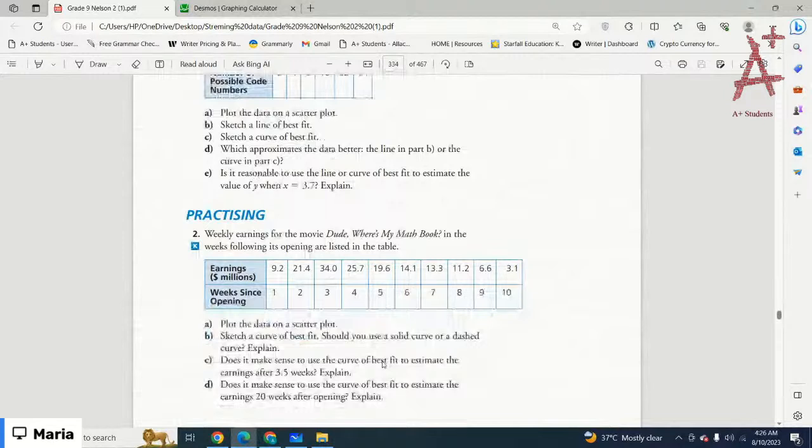Okay, the next one is part C: does it make sense to use the curve of best fit to estimate the earnings after 3.5 weeks? I think yes. Okay, does it make sense to use the curve of best fit to estimate the earnings 20 weeks after opening? No, because the point 20 does not exist on the graph, right? So the correct option is no.